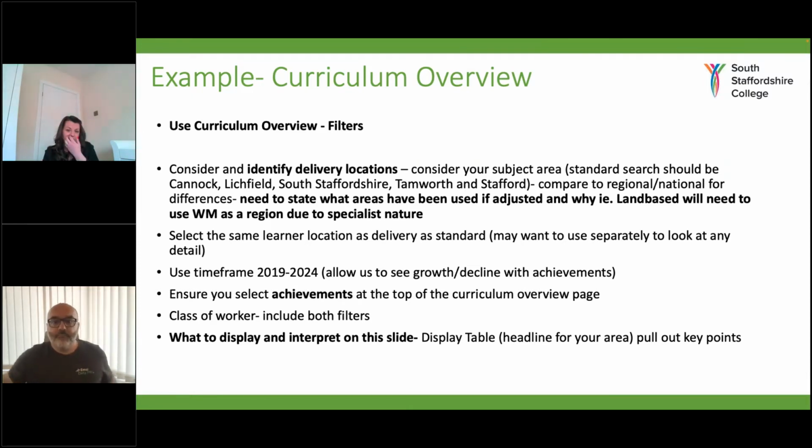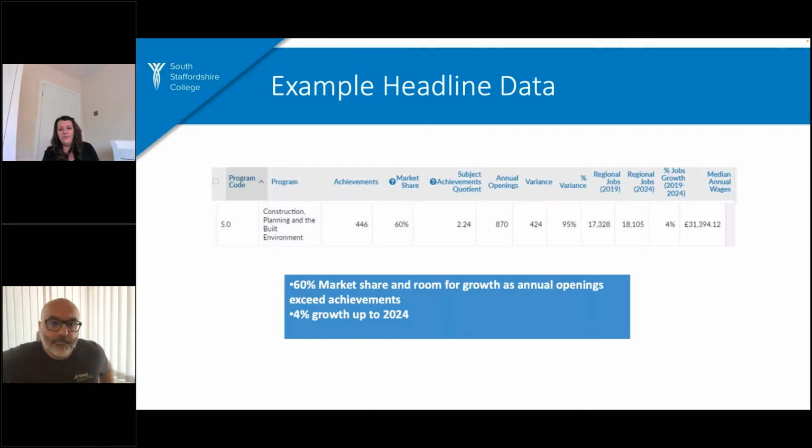So I think on the next slide, it'll give you an example. So what my curriculum managers would do is then talk us through how many learners have we had on that, how is our subject achievement, is it higher or lower? So in this example, obviously construction are doing well. We have 60% of the market share.